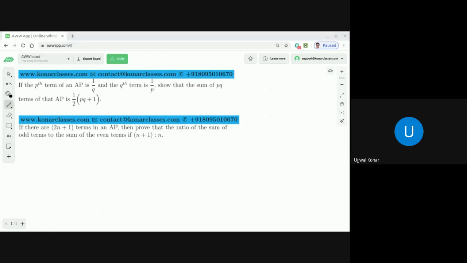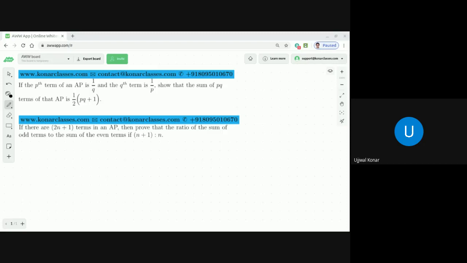So the question here is that there are 2n plus 1 terms in an arithmetic progression. If there are 2n plus 1 terms in an arithmetic progression, then prove that the ratio of the sum of the odd terms to the sum of the even terms is n plus 1 is to n. So how to proceed with this one?